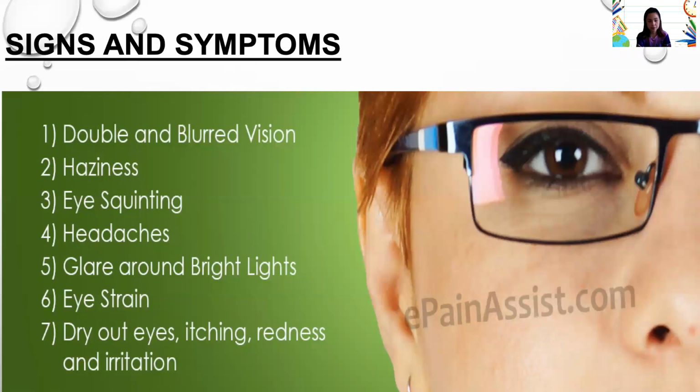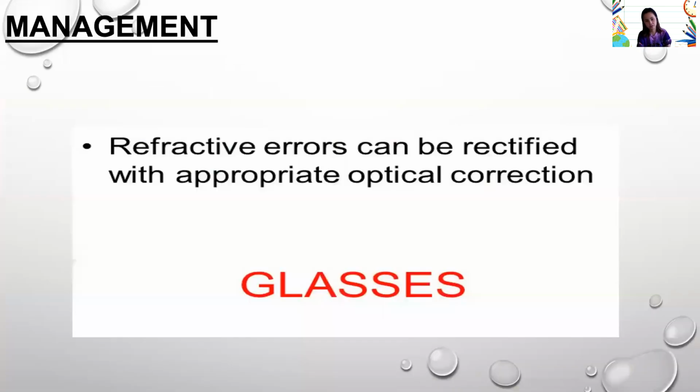So anong signs and symptoms ng refractive errors? You have the double and blurred vision, haziness, eye squinting, headaches, glare around bright lights, eye strain, dry eyes, itching, redness, and irritation. So anong management mo? Glasses.